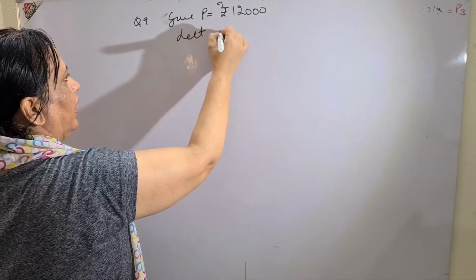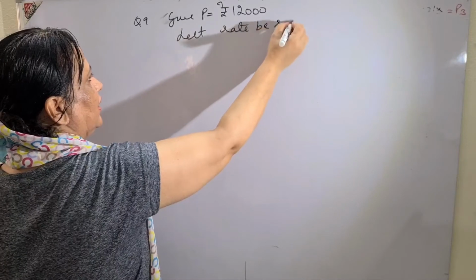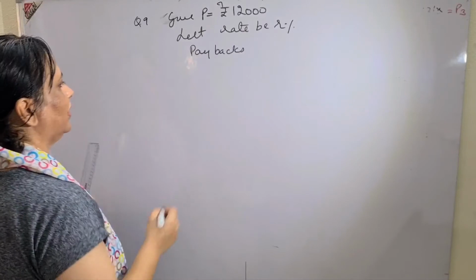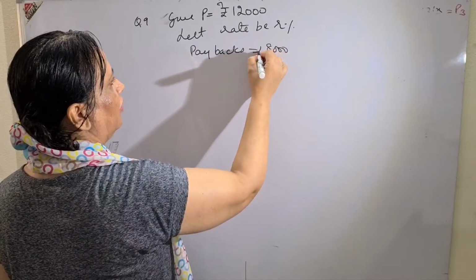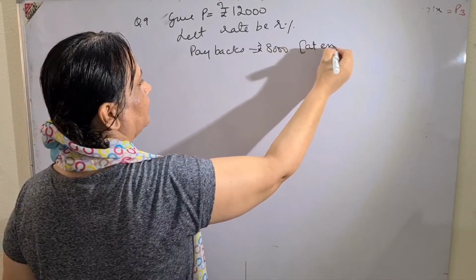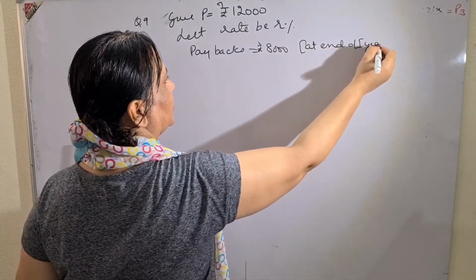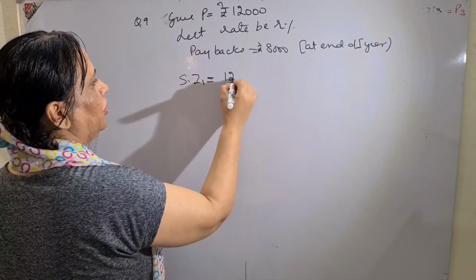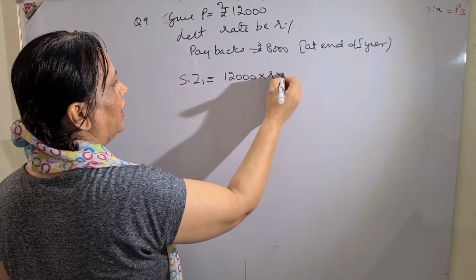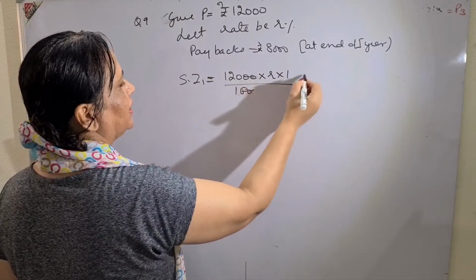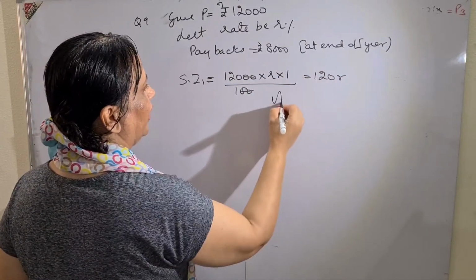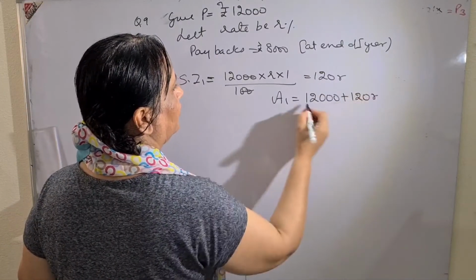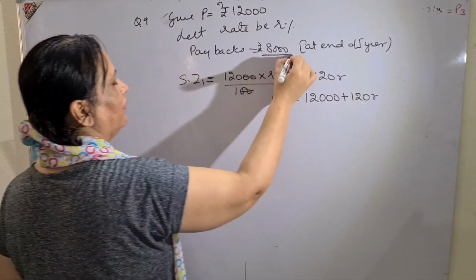Let the rate be R%, and he pays back rupees 8,000 at the end of the first year. So this is the question. CI for the first year is equal to 12,000 into R into 1 upon 100, or this is 120 R. So A1 will be 12,000 plus 120 R. But you know that some amount has been given back.